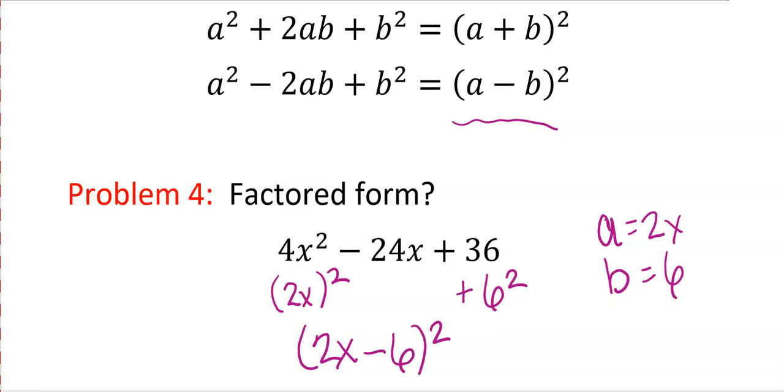Okay, so it looked like this to start out with. It looks like that when you end. So you're going to have two things that look exactly the same. And if you FOILed it out, you'd have 2x times 2x would be 4x squared. 2x times negative 6 would be negative 12x, and you do that twice, so you'd have negative 24. And then negative 6 times negative 6 is 36. So it does work. It's just you have to kind of recognize.